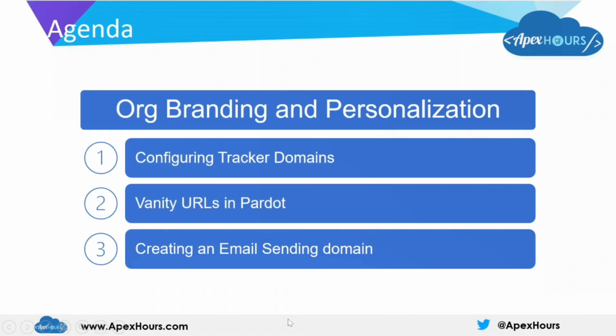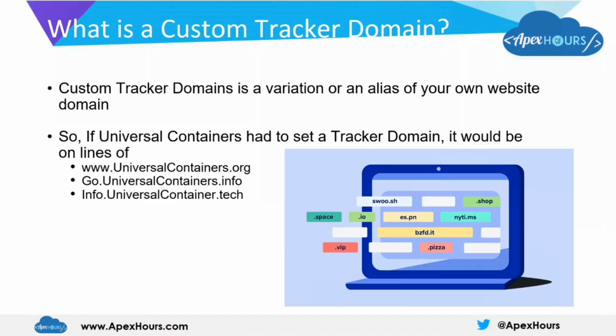So the agenda for today is understanding of branding and personalization. As a part of that, what we are going to cover today is configuring tracker domains and vanity URLs in Pardot. Along with that, we are also going to take a look at how we can create email sending domains to help us out with the entire process.